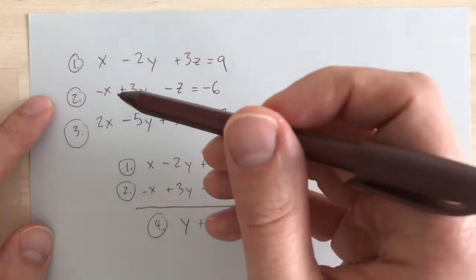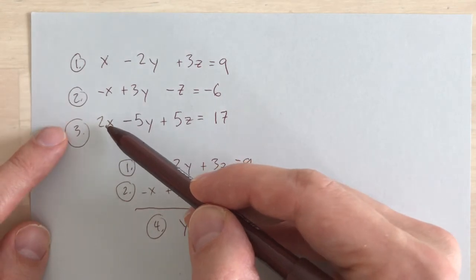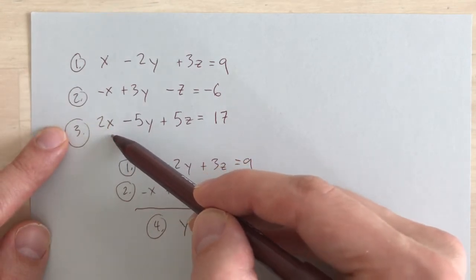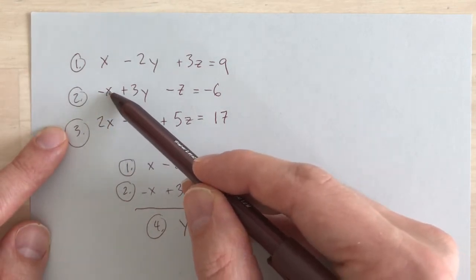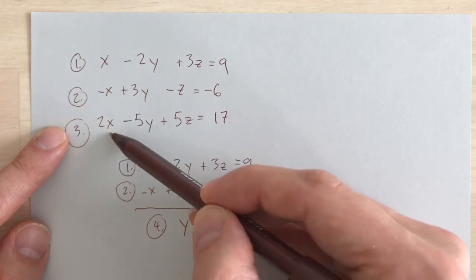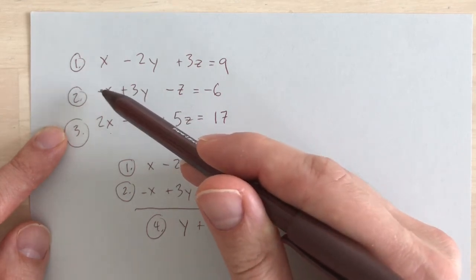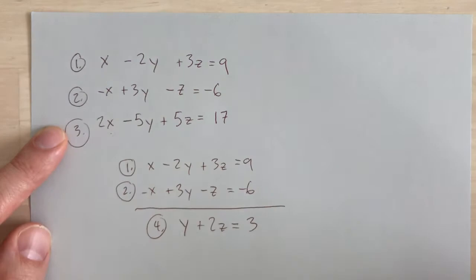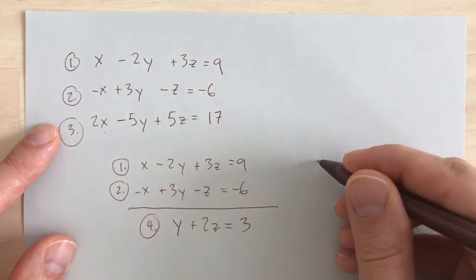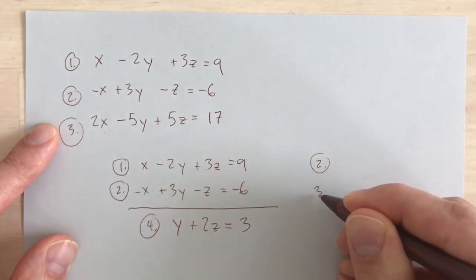The problem is I want to eliminate x, but equation 3 has a 2x, and right now, if I were to add these, I'm not going to have those cancel. So what I'm going to need to do, like other elimination problems, is multiply equation 2 by a number to get it to be opposite of 2x. So I'm going to start by writing out 2 and 3, equation 2, equation 3.